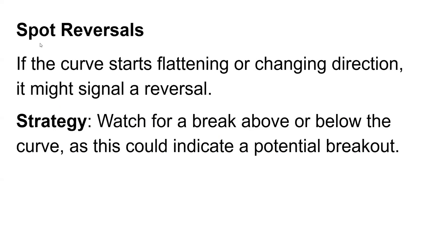Okay? So it is used to spot reversals also. How? If the curve starts flattening, either it bends upward or bends downward. Instead of that, at the top, suppose it has become overbought or anything, there if it starts flattening or changing direction, it might signal a reversal. So the strategy there is to watch for a break above or below the curve, as this could indicate a potential breakout or breakdown.